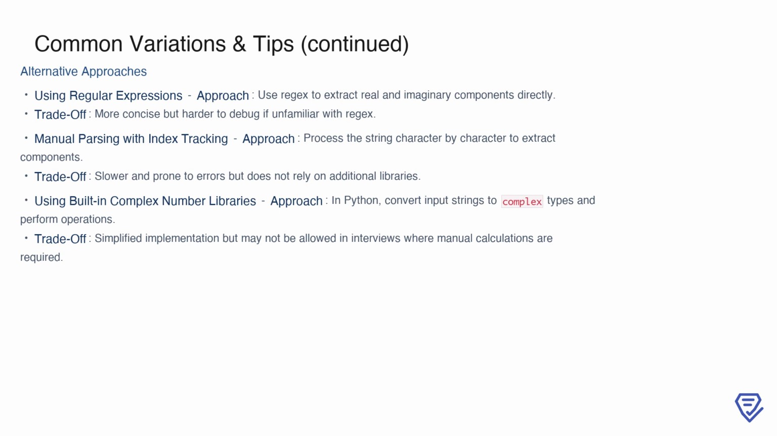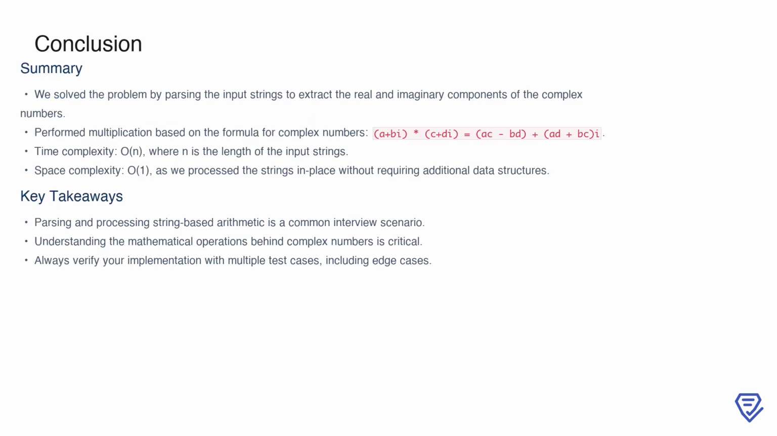Finally, you could use built-in complex number libraries, such as Python's complex type, to simplify the implementation. This allows you to convert the input strings into complex numbers and operate on them directly. However, this method may not be allowed in interviews, where the focus is often on demonstrating manual calculations. Each of these methods comes with trade-offs, so choose the one that best fits your scenario or aligns with the constraints of the problem. Great job!